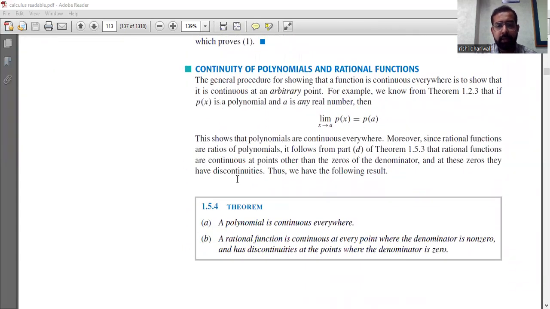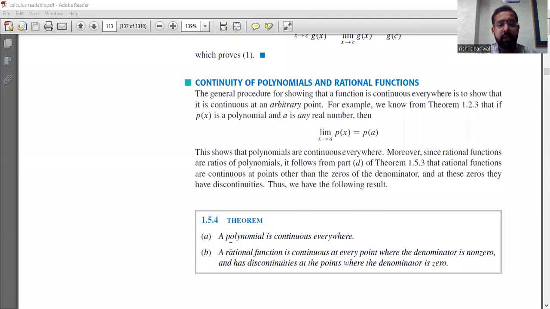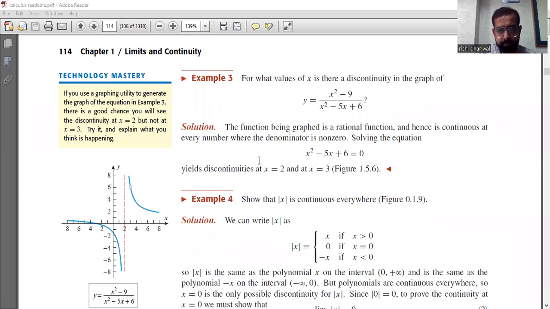Continuity of polynomial and rational functions. That means a polynomial function is continuous everywhere, and a rational function is continuous at every point where the denominator is non-zero and has a discontinuity at the points where the denominator is zero.